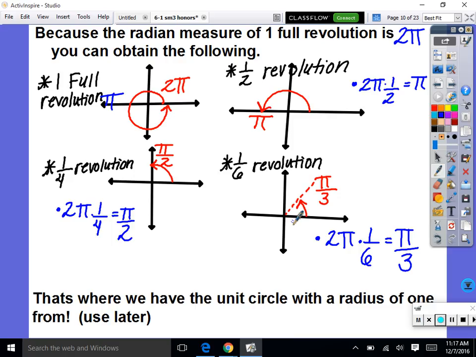So that's where we have the unit circle come from with radius of 1, and we're going to use that later. Today we're not focusing on that, but I just wanted to show you where the unit circle comes from. Because we know a full circle is 2 pi, so then we can cut it into a bunch of pieces and get the unit circle.